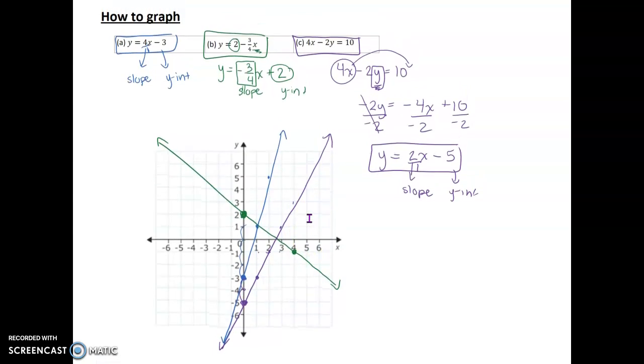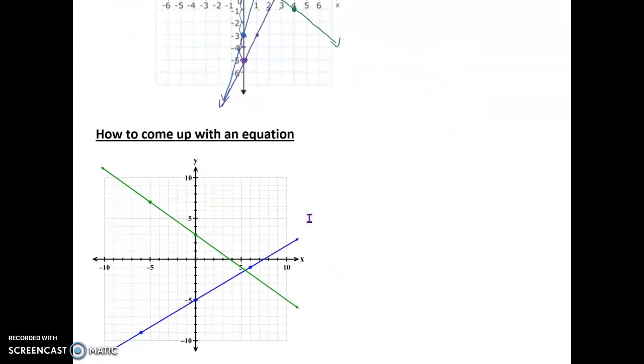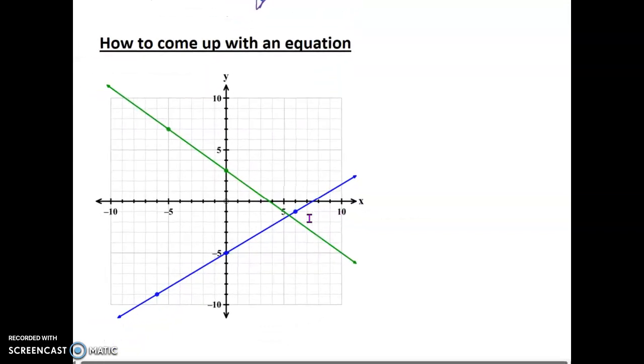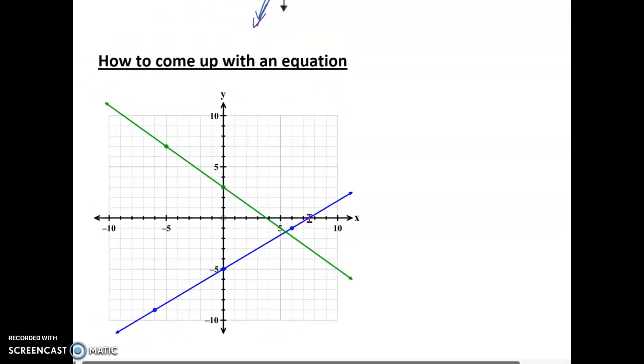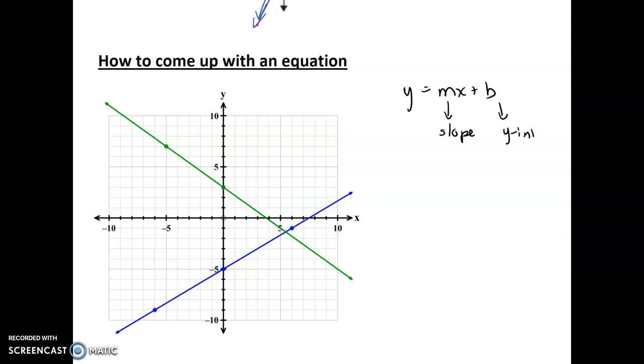One last thing I want to review is, if I have a graph, how do I write the equation? The format that we love to write a line equation is y equals mx plus b. Remember, m is our slope and b is our y-intercept. So if I can find those 2 things in my graph, I can write the equation. Let's do the blue one first. The y-intercept is here at -5, so I can put -5 on this side of y equals mx plus b. Now I just need to fill in my slope.